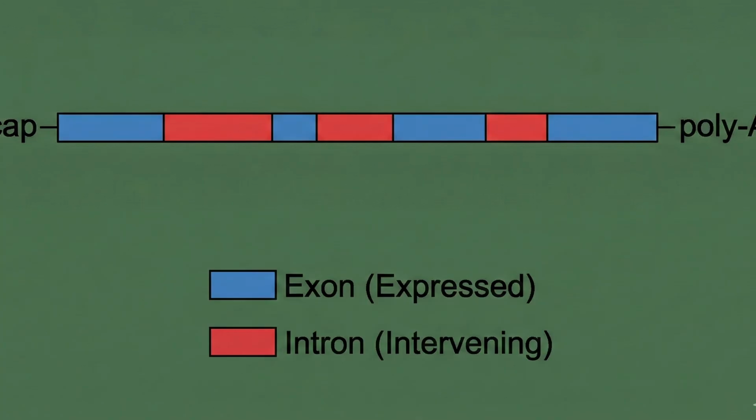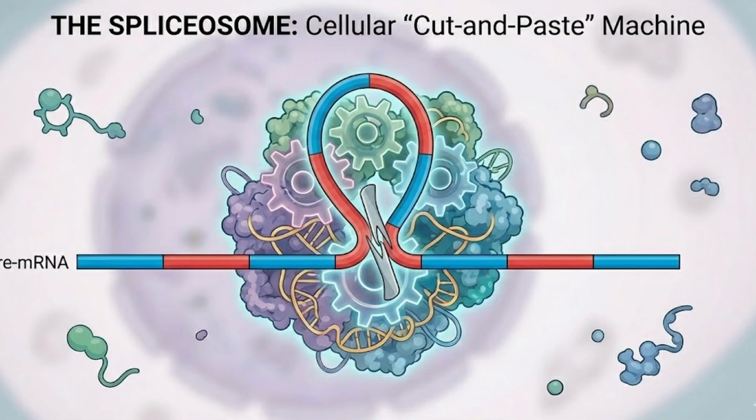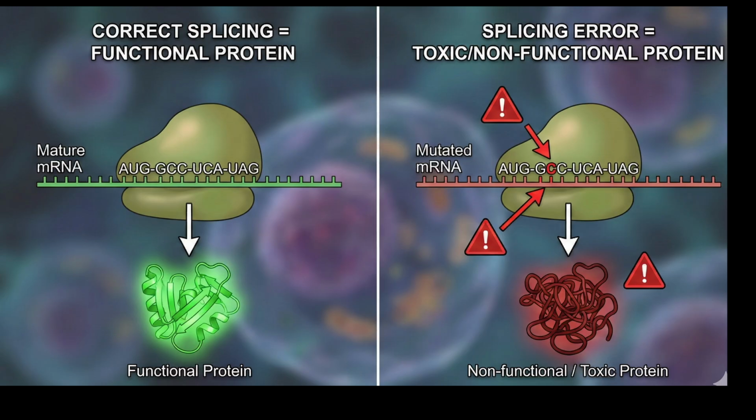In eukaryotic cells, genes are split into two types of segments: exons and introns. Exons are expressed, they contain the actual protein coding information. Introns are intervening, they are non coding gaps that must be removed. The cellular machine that handles this is the spliceosome. It identifies the introns, snips them out, and glues the exons back together to create mature mRNA. If this process fails by even a single letter, the entire resulting protein could be non functional or even toxic.